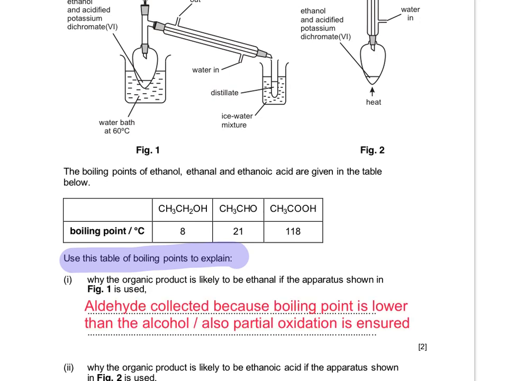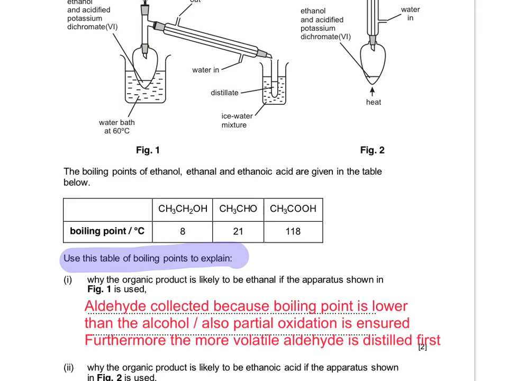So there are two ways you could come at this. You could talk about it in terms of the aldehyde having a lower boiling point than the alcohol, the ethanol. You could also say that partial oxidation is ensured. Now, there are 2 marks here, so we also need to say something else. I would also recommend saying that volatile components can escape or be distilled out. So it's not just saying the boiling point is lower. The more volatile aldehyde will be distilled first.